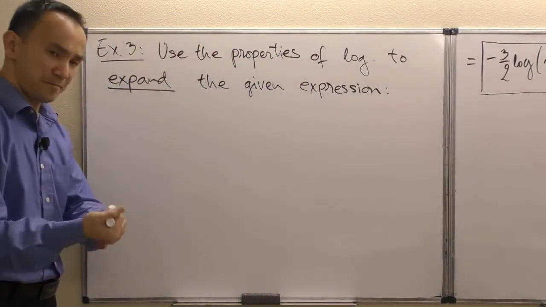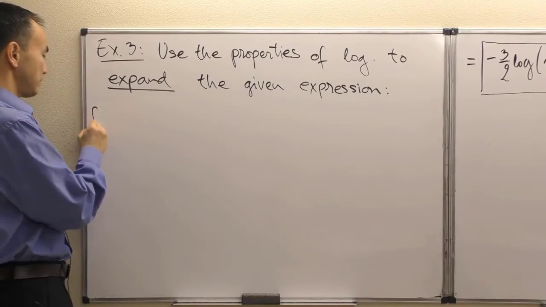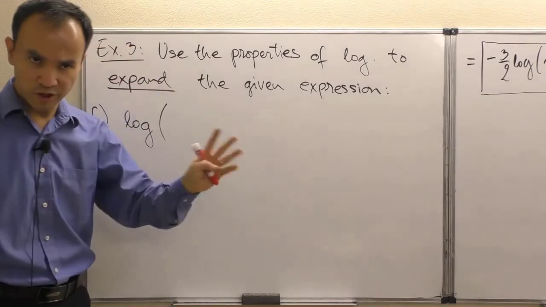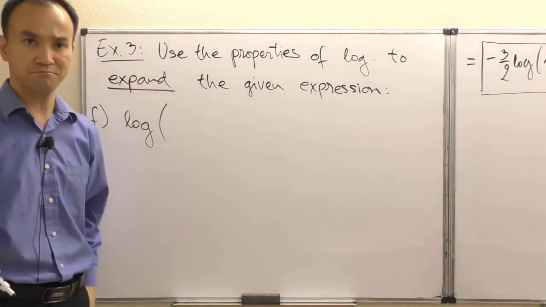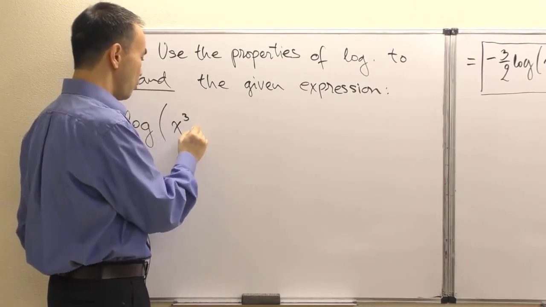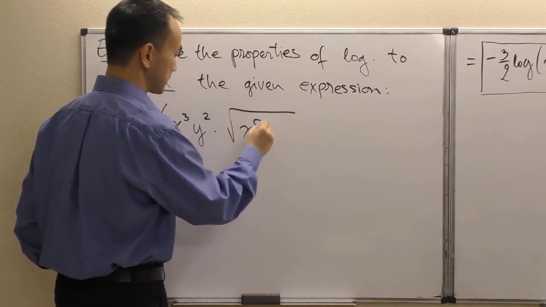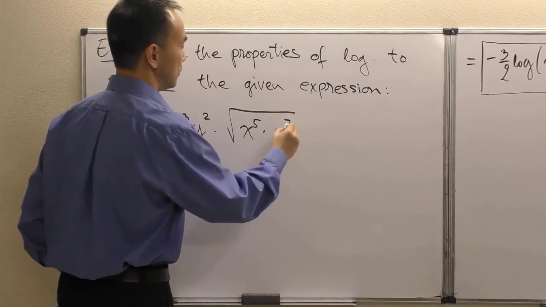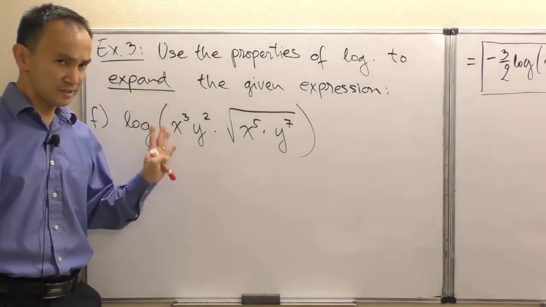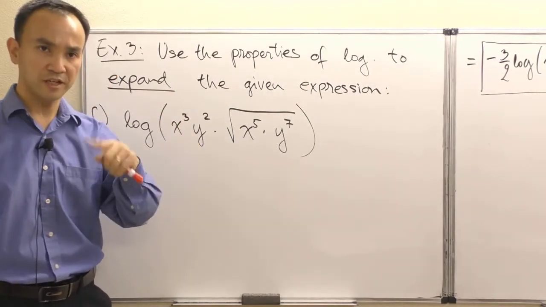All right, so let's now look at the last one of our example 3, problem F. How about log base 10 again? The way we're doing it is the same for logs of any other base. So log base 10 of x cubed y squared, in product with the square root of x to the 5th times y to the 7th inside the root. It has a lot involved here, but once again, stay with my advice here: reverse PEMDAS.